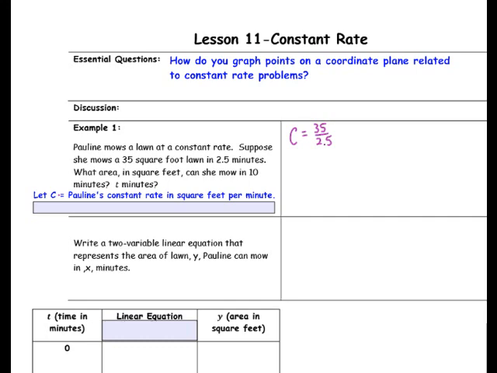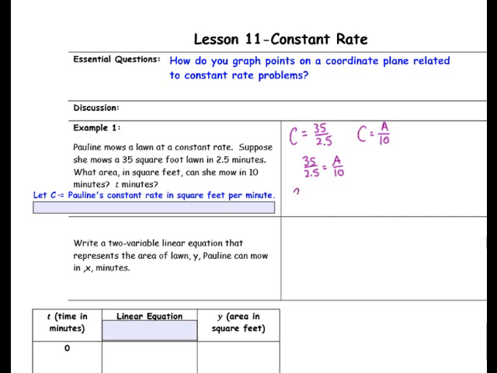What is Pauline's average rate in 10 minutes? We'll let A represent the square feet of area mowed in 10 minutes. So her average rate in 10 minutes will be A over 10. The constant speed is A square feet in 10 minutes. Then, using our transitive property of equality, we know that 35 over 2.5 is equal to A over 10. This is a proportional relationship. Next, we'll write our linear equation in two variables and solve for A.